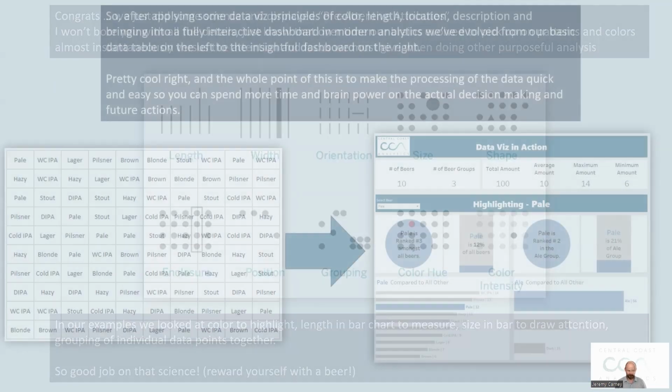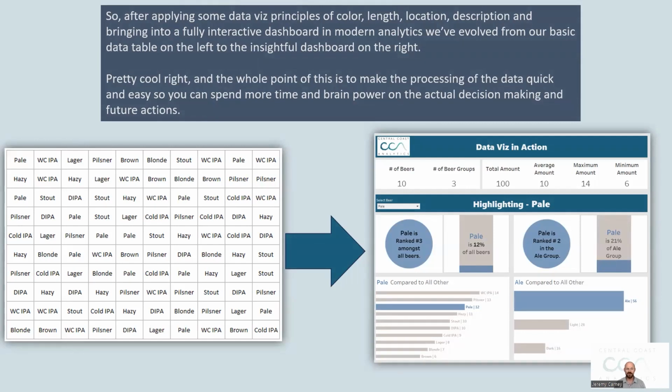So to sum this all back up, after applying some data visualization principles of color, length, location, description, and also bringing it into a fully interactive dashboard in a modern analytics platform, we've evolved from the basic data table on the left, which, as you remember, was very hard to get specific insights from, to the insightful dashboard on the right, which, with just a quick glance of information, you can draw some meaningful insights from. So that's pretty cool, right? And the whole point of this is to make the processing of data quick and easy so you can spend more time and brain power on the actual decision-making and future actions you're going to take from this data.